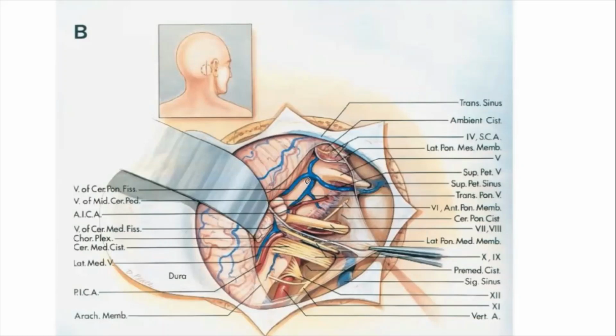Also, we can see in this area the transpontine membrane nerves, and the superior petrosal veins, which drain into the superior petrosal sinus. The nerves which pass in the cerebellopontine cistern: the first is the vestibulocochlear. And then over here is the sixth, which is the abducens nerve. And below the vestibulocochlear is the seventh nerve, which is the facial nerve.